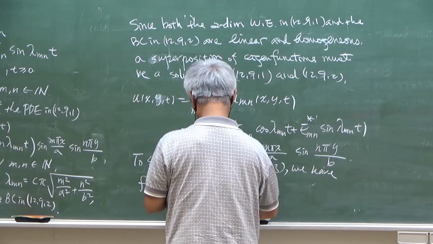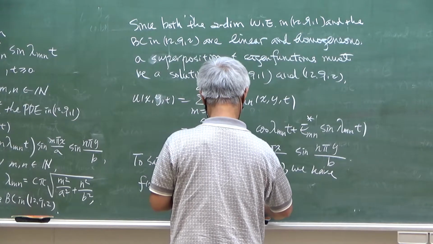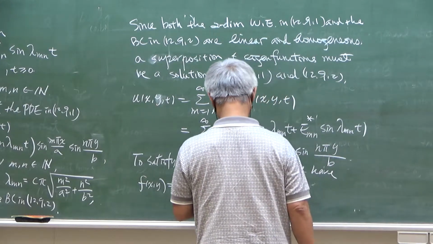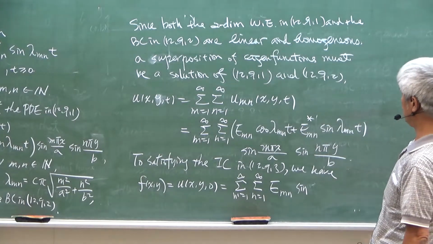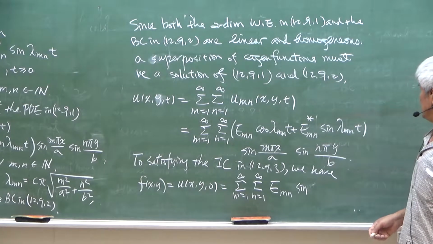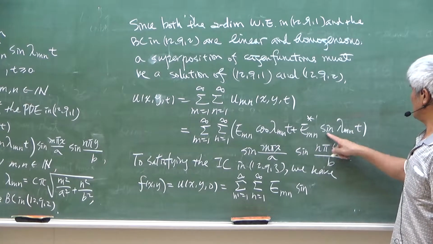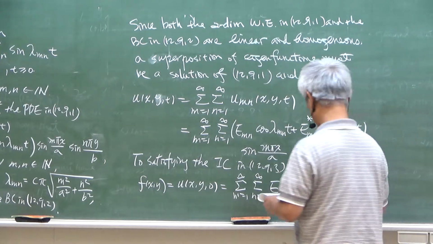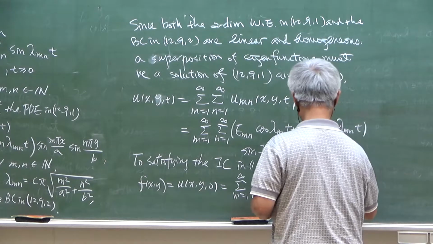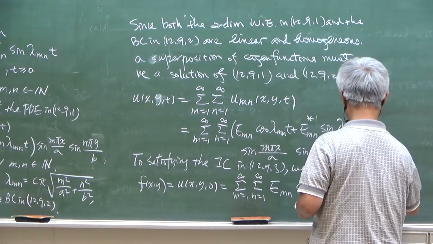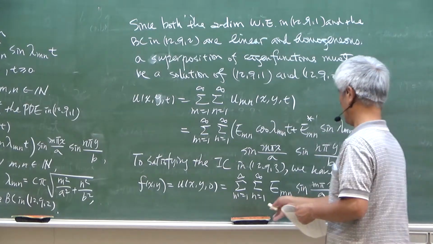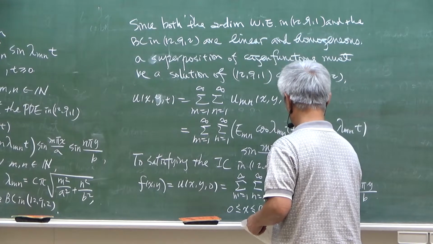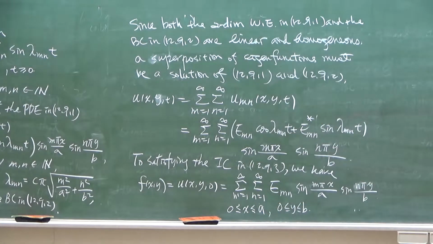So we have summation over n. When t is 0, sine 0 is 0 and cosine 0 is 1, so we have the coefficient e_n here, and sine n pi x divided by a, sine n pi y divided by b, for x in between 0 and a, for y in between 0 and b. So we have that.